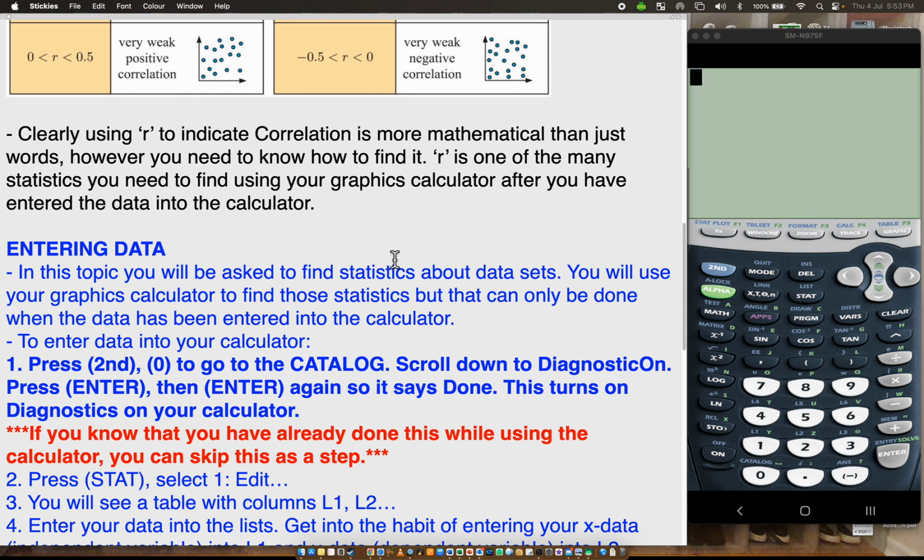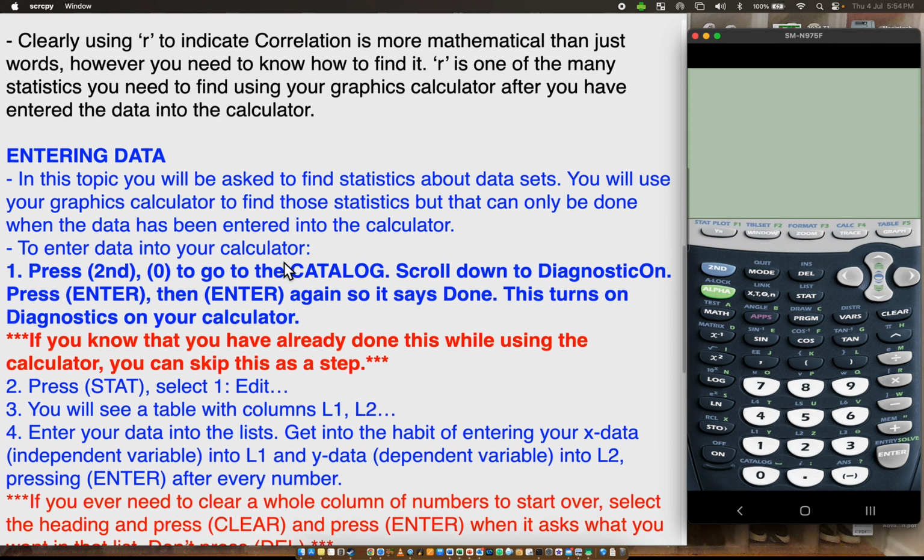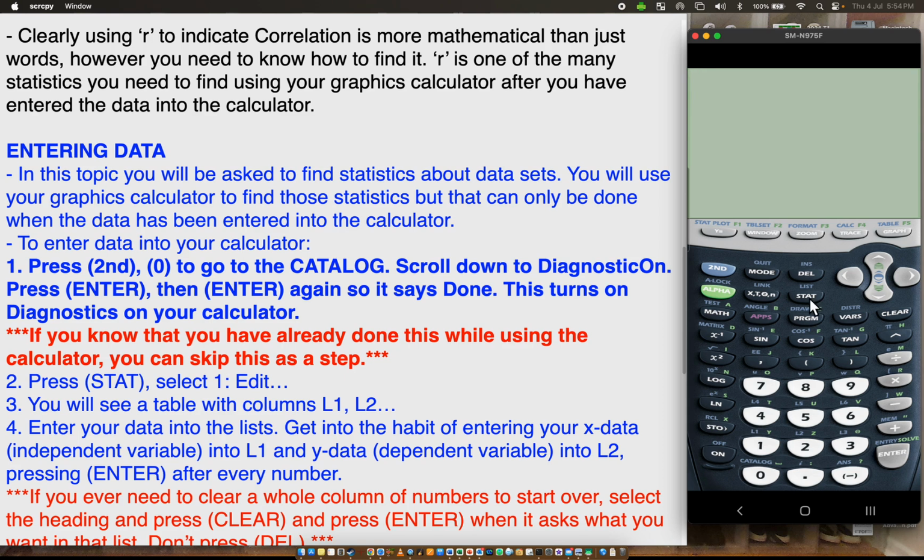But you need to be able to find r. R is one of the many statistics you need to find using your graphics calculator after you've entered the data into the calculator. So this is another topic where you hammer the graphics calculator. Last time in finance we hammered TVM solver. Now you're hammering something called statistics here.